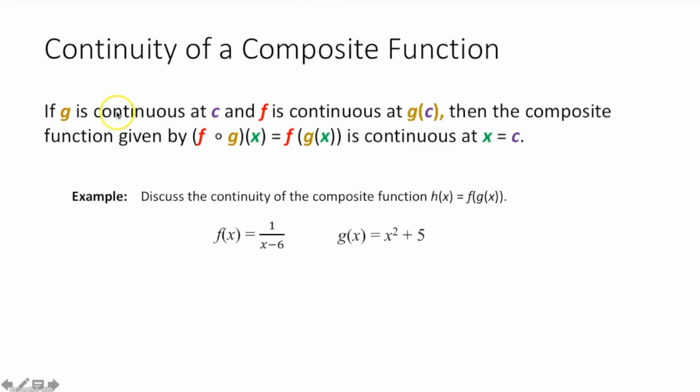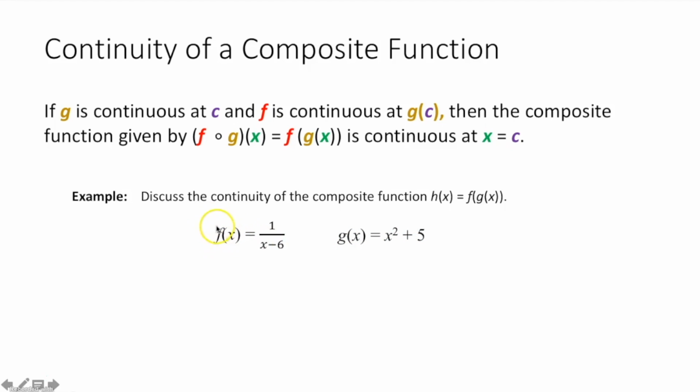First, we need to figure out if g is continuous at x is equal to 2. Is there any hole or asymptote for our function g? No. This is a parabola, therefore there's no hole or asymptote for this particular function. So g is continuous at x is equal to 2. Next, we need to figure out if f is continuous at g of c. So what is g of 2 in this case? G of 2 would be plugging in 2 for x, and we would get 2 squared, which is 4, plus 5, which is 9. So g of 2 is equal to 9.